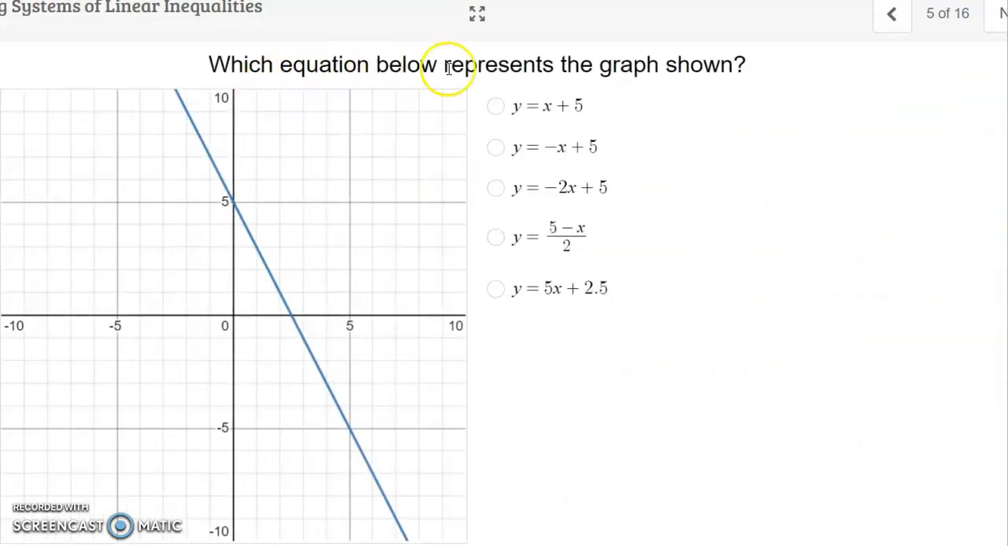All right, now which equation below represents the graph shown? I have to have a y-intercept of 5, so that can only be A, B, or C. Remember, my y-intercept is right here at 5. That's my y-intercept.